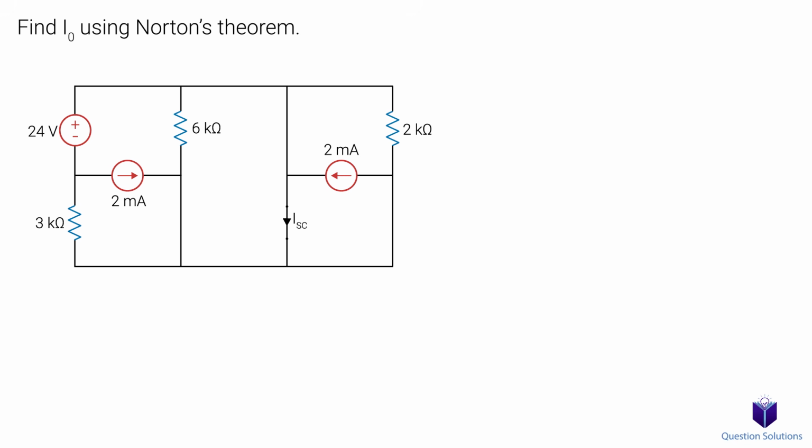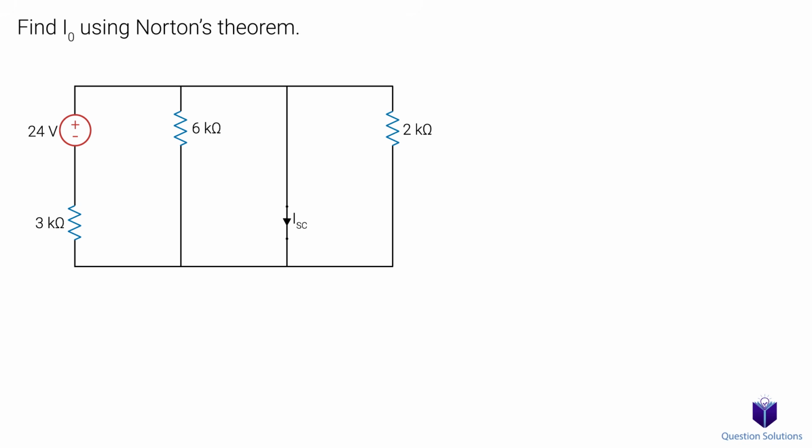Now how do we find ISC? One way is to use superposition to figure it out. First, we will focus on just the voltage source. So our current sources will turn into open circuits. To better visualize our circuit, I will get rid of the straggly pieces of wires.